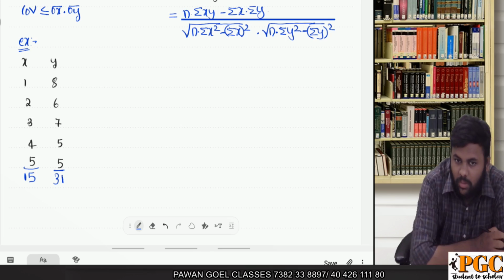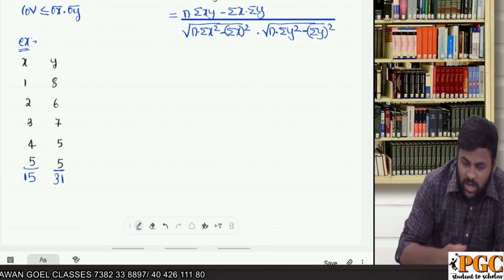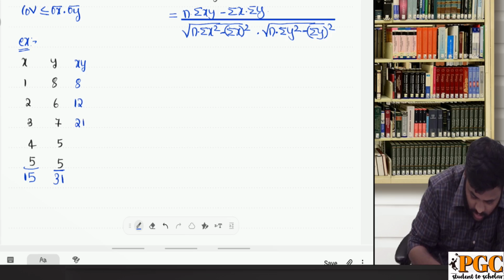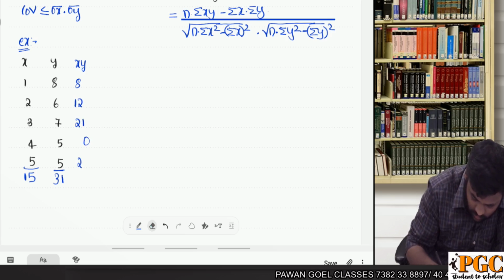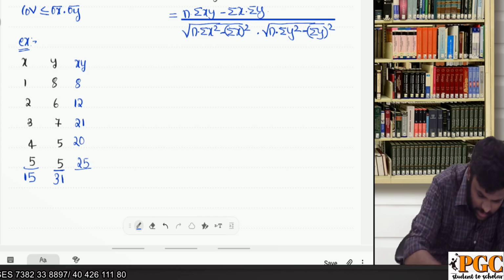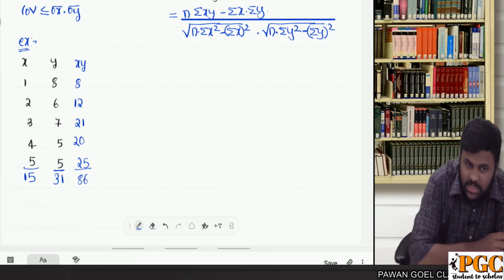Now what we are supposed to take here, my dear friends, we have summation of x, we have summation of y. Now let us take xy. 8 into 1 is 8, 6 into 2 is 12, 7 into 3 is 21, 5 into 4 is 20, 5 into 5 is 25. Now let us add all this, my dear friends. 8 plus 12 plus 21 plus 20 plus 25, which is supposed to be 86.